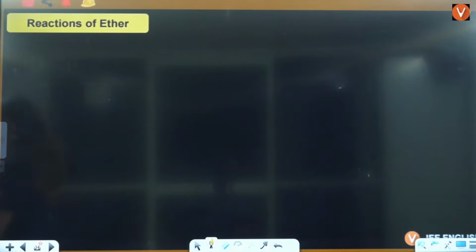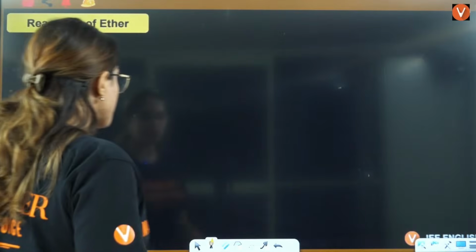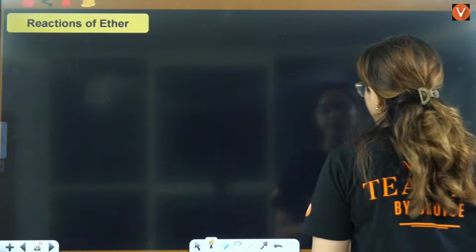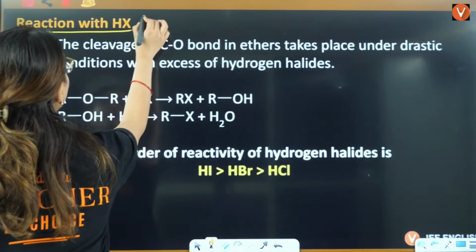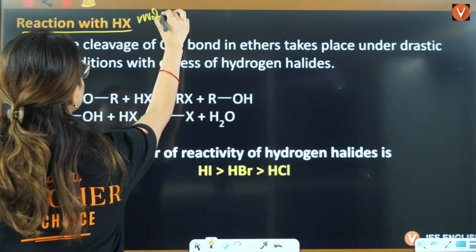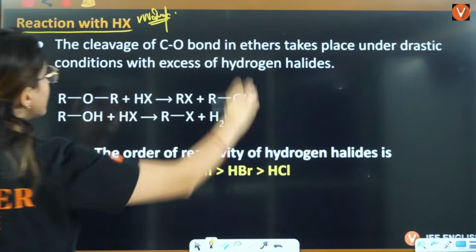Now let's do the reactions of ethers. One reaction is very famous here, that is the reaction with HX. It's a very important reaction. Okay, let's see that.